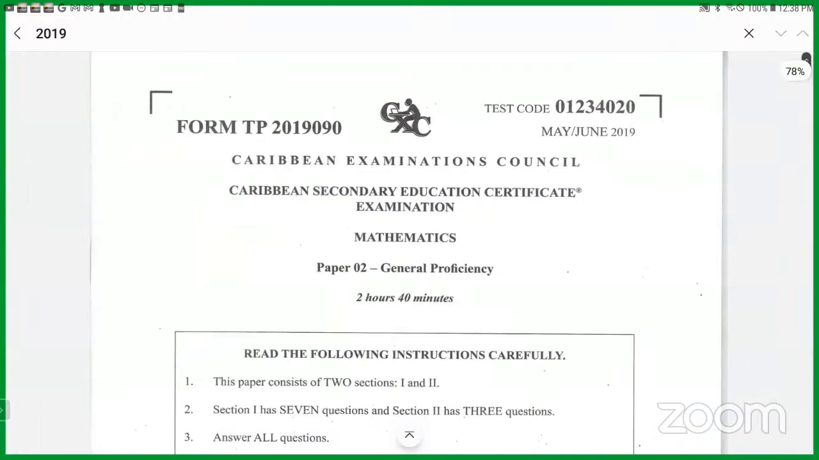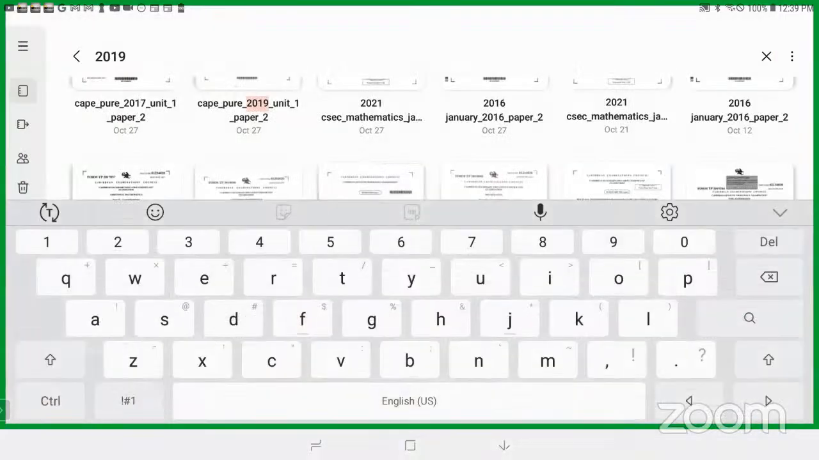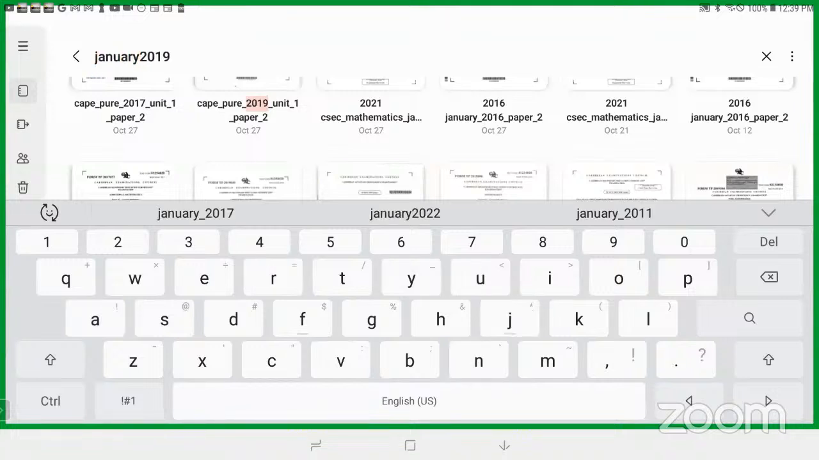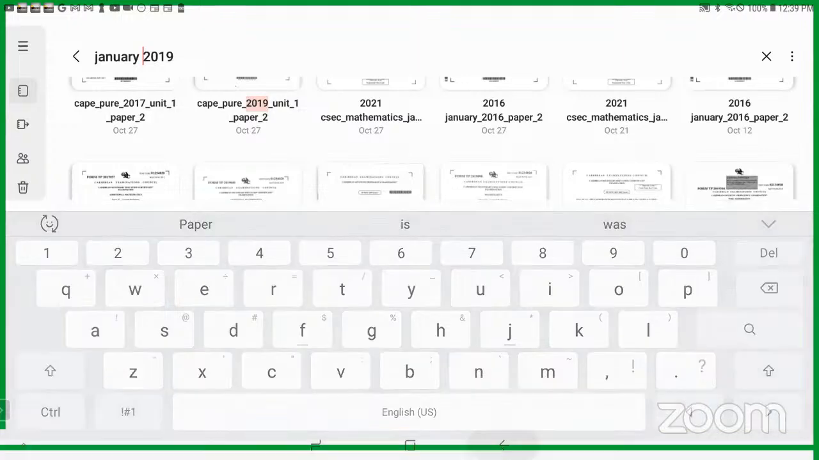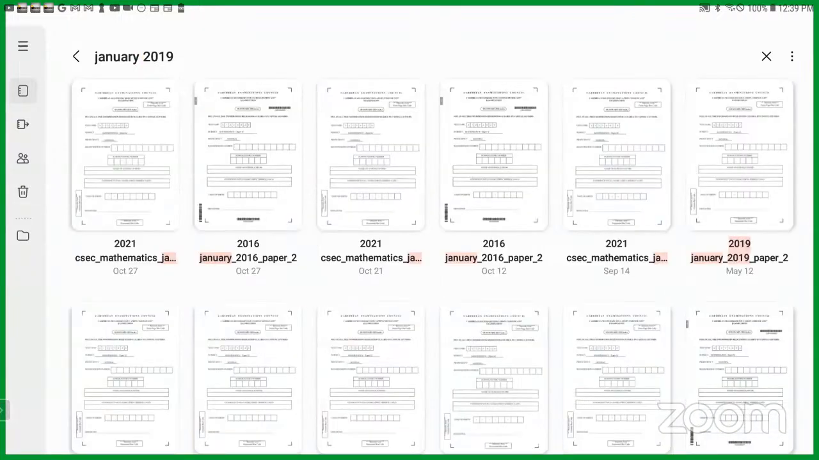This is June 2019. I think we're June. Let's find it. I'll find another way. Hold on, let's see. January 2019. This is it.